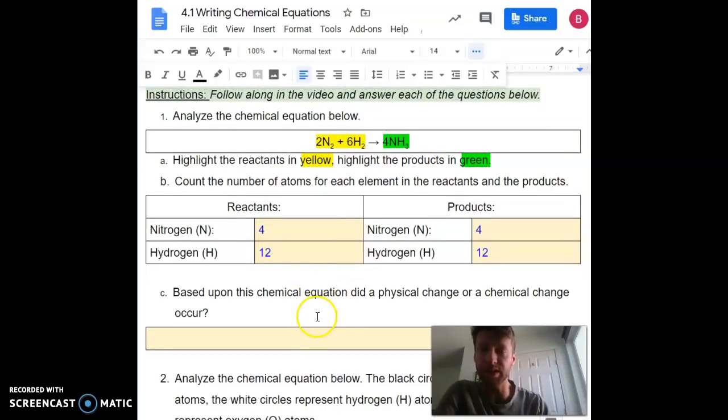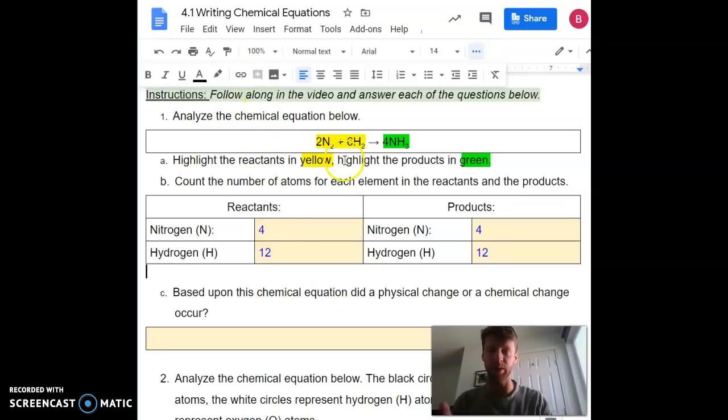C. Based upon this chemical equation, did a physical or a chemical change occur? Wait, how do I know that? Well, let's take a moment and look. We have to ask ourselves, are there any bonds being broken and new bonds being formed to make a new compound? Remember, if bonds are broken, things are being pulled apart and being rearranged to make new compounds. That is a chemical change. If it's the same compounds, there's no bonds broken, but they're like speeding up because they're getting heated, or they're slowing down because they're being frozen and turned into a solid, that would be an example of a physical change.